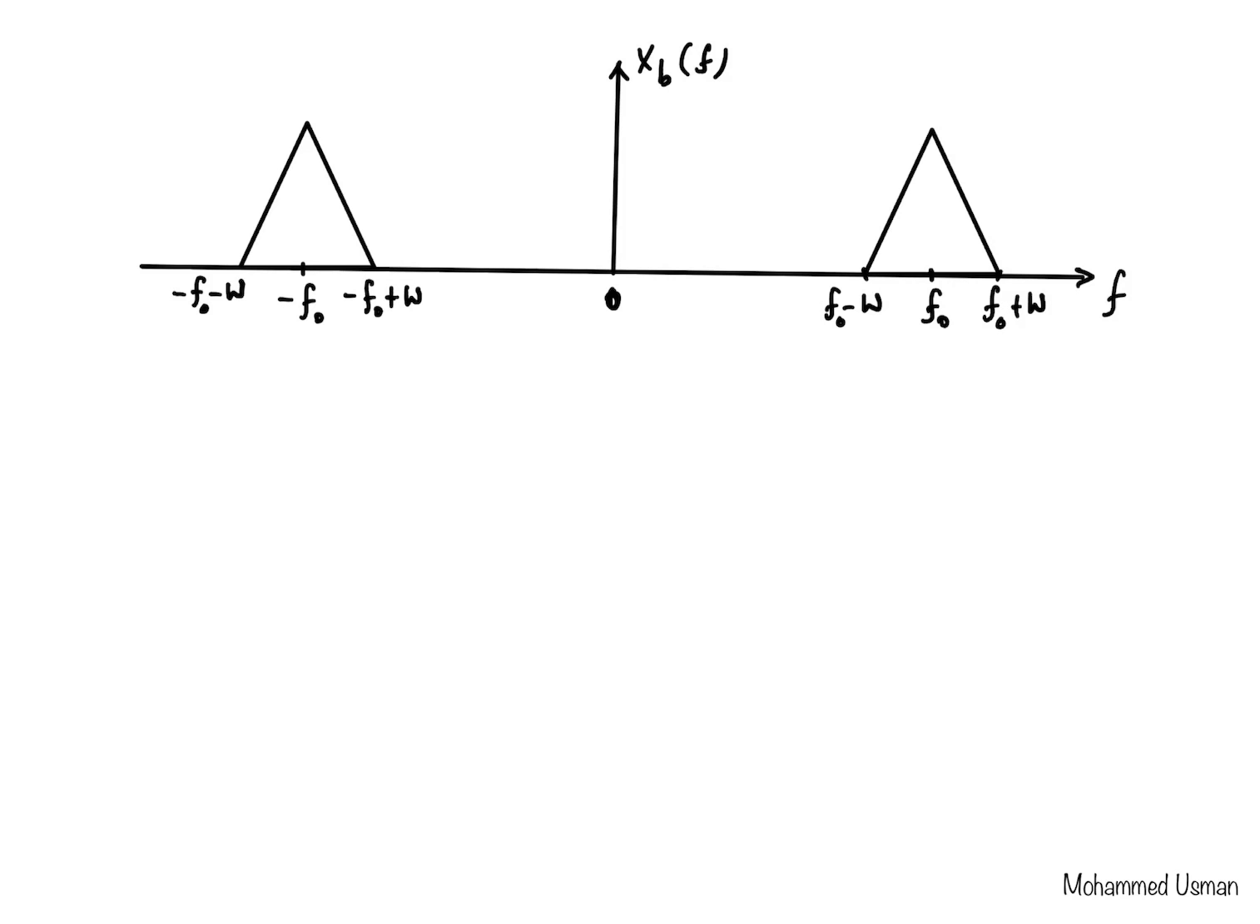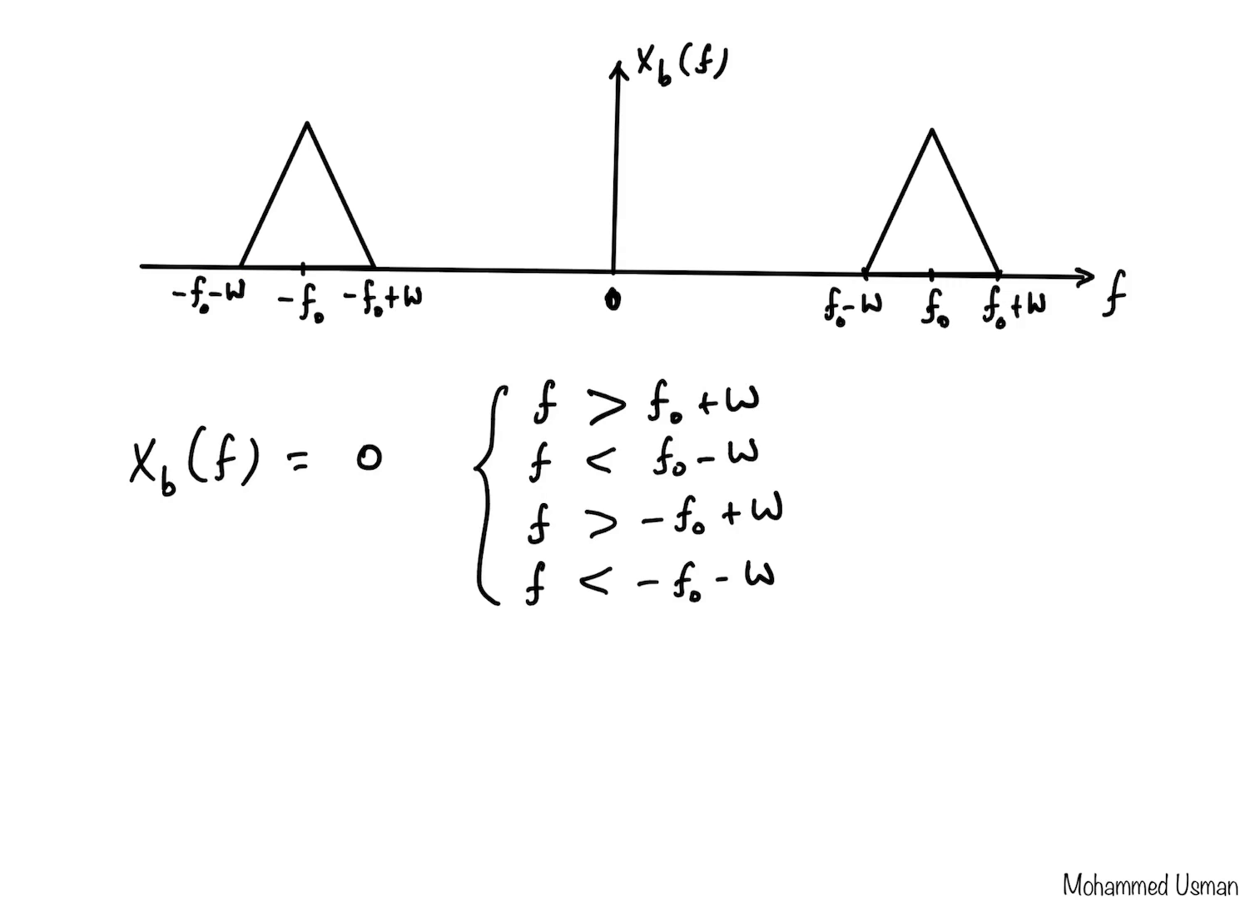represent this definition of bandpass signal mathematically, just as we did for the low pass signal, then we can write it as such. So what we notice is that the spectrum of the bandpass signal is 0 outside the band f0 plus W and f0 minus W. Similarly, on the negative side, outside minus f0 plus W and minus f0 minus W. So we just have to write that mathematically. So that's the way of writing it.